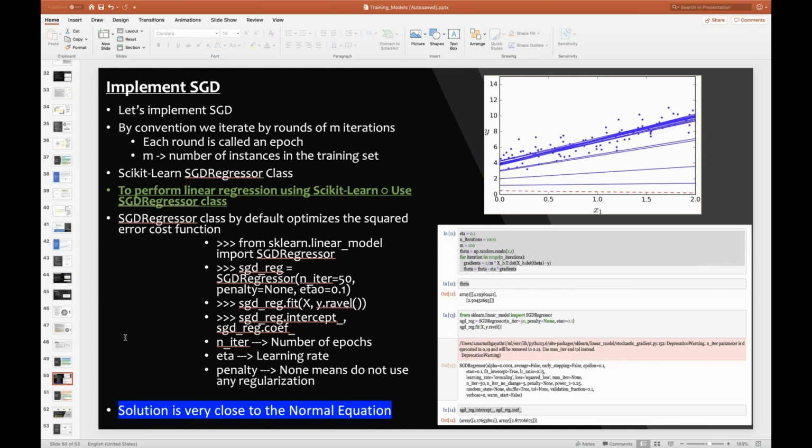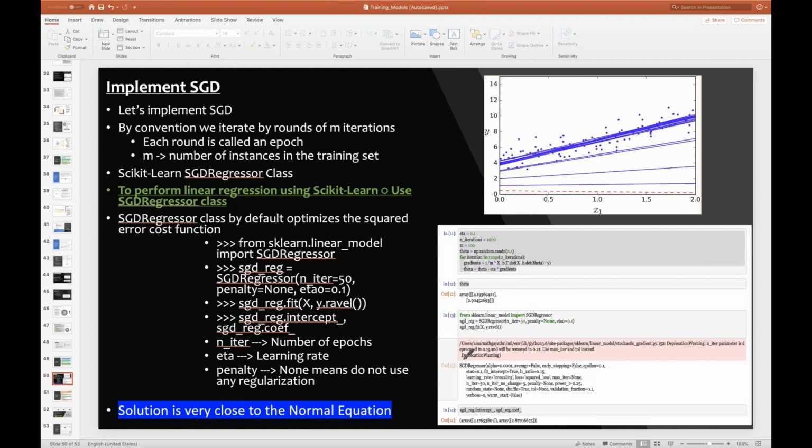By convention, we iterate by rounds of m iterations. When you say m iterations, it can be 10, it can be 9, it can be 5, it can be 4. Each round is called an epoch. m is the number of instances in the training set. If you have 10 instances, you have 10 iterations, like that. So by convention, we iterate by rounds of m iterations. If you are not convinced with my statement, I'm going to show you what I mean.